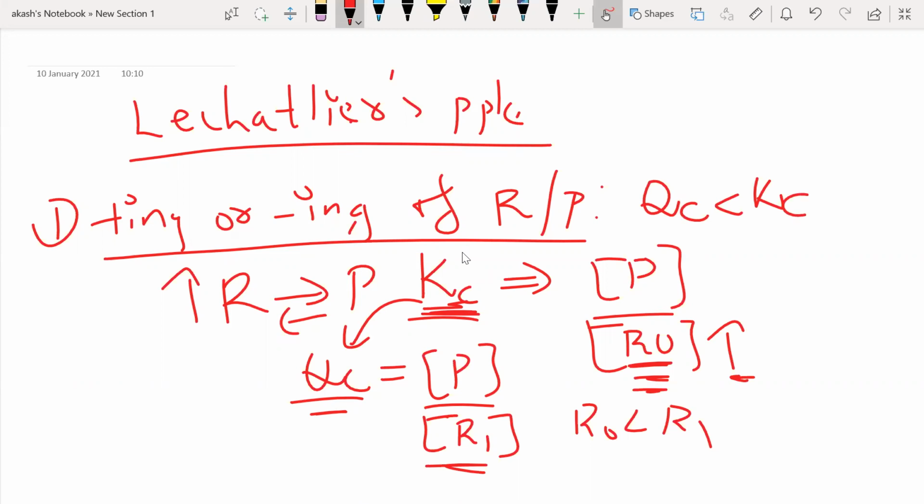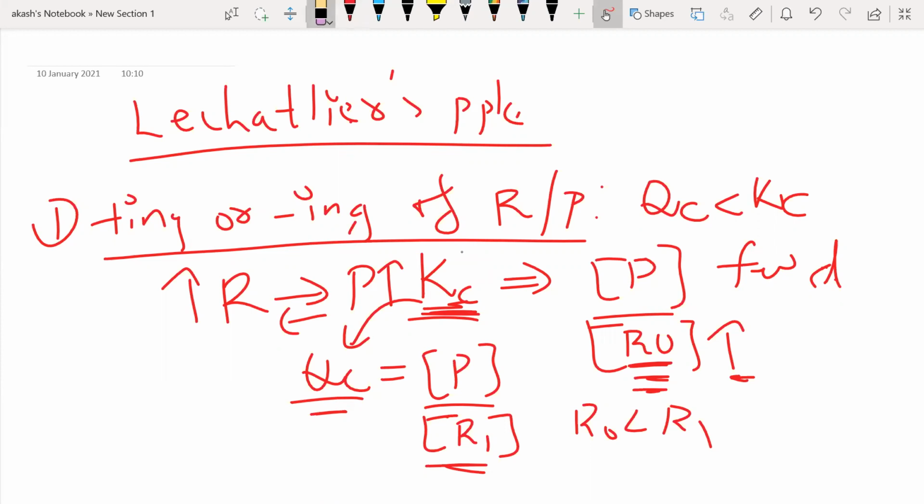And we know what is going to happen if Qc is less than Kc. What will happen? Forward reaction will happen. In the last class we saw, when Qc is less than Kc, forward reaction will happen. So either you use Le Chatelier's principle, or you use your Qc, Kc, all these things. You're going to end up with the same answer. Same way, if I increase the concentration of products, keeping the reactant concentration the same, what will happen?